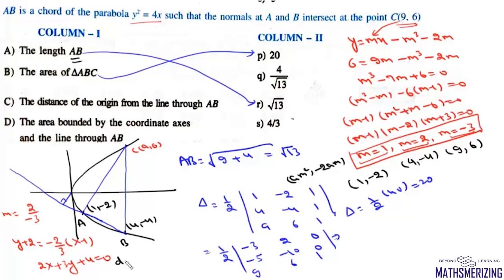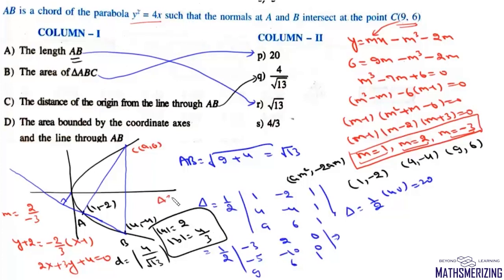So perpendicular distance from origin will be 4 upon, now it will be 9 plus 4, root 13. So it will be 4 by root 13. So C is matched to Q. Now the last one is area bounded by the coordinate axis and the line through AB. So we'll find intercepts. The modulus value of intercepts will be 2 and 4 by 3. Once we have these intercepts, we can write this area as half AB, so it will be 2 into 4 by 3. So option D is matched to S.